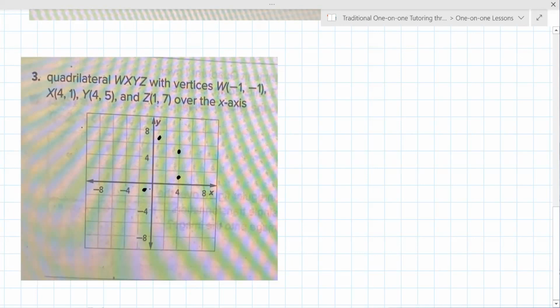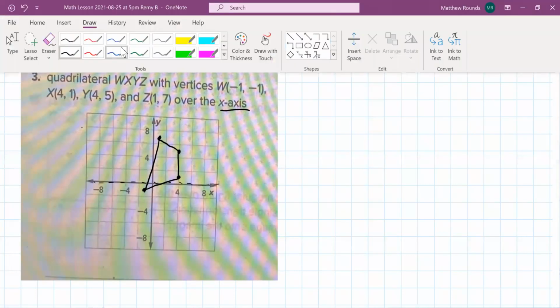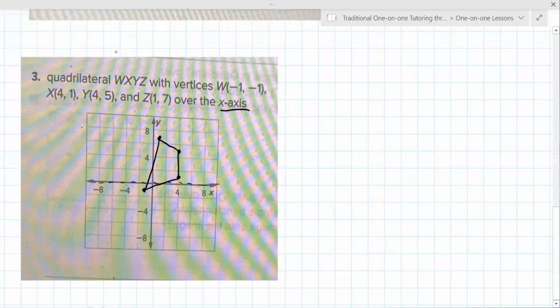So this is some sort of an odd shape like that. And we're reflecting it over the x-axis. Let me just check that I got that right. This is the first one where the shape actually overlaps with the x-axis. What you still do is the easy points first. See how this point right here is 1 away?